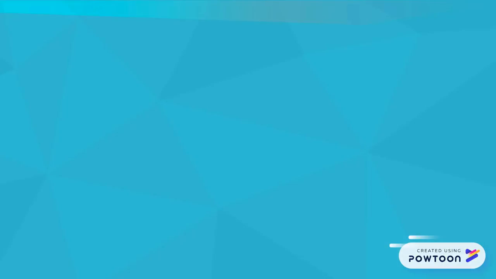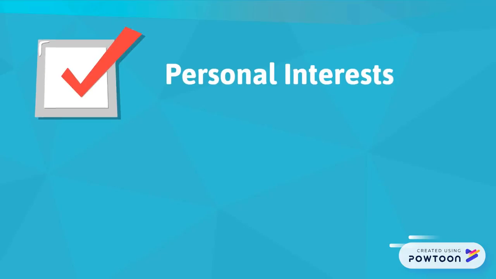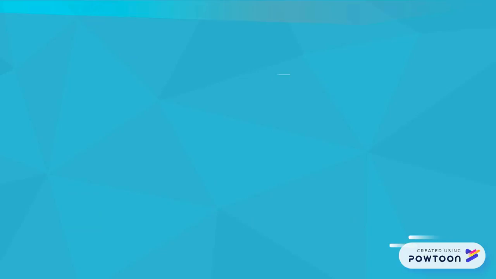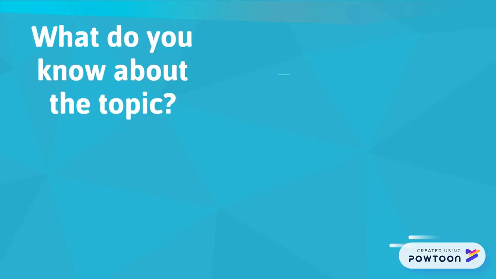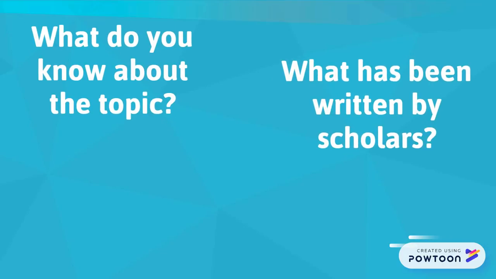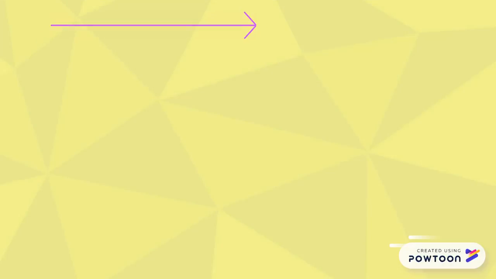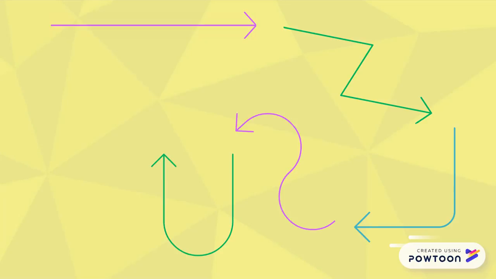You're on the right track if you've chosen a question based on your interests or based on gaps in the knowledge. To do this, you would need to have considered what do you know about the topic, what has been written by scholars, and what needs to be explored further. But you need to recognize that research is not a straight one-way road, but rather an interconnected cycle that might include quite a few bumps.